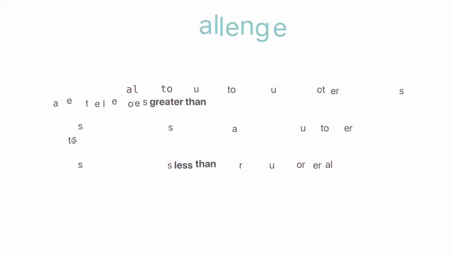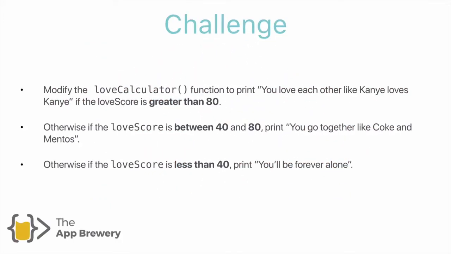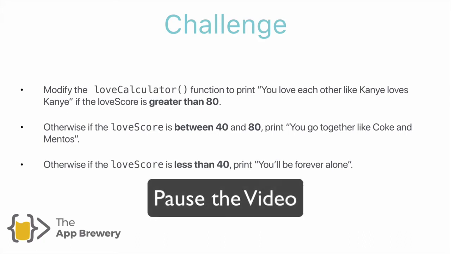Here's the second part of our challenge. I want you to modify the loveCalculator so we'll get our you love each other like Kanye loves Kanye message triggered more frequently, and it should print that message if the love score is greater than 80. Otherwise, if the love score is between 40 and 80, then it should print you go together like Coke and Mentos. And finally, if the love score is less than 40, you should print you'll be forever alone. So go ahead and try to make those modifications to your loveCalculator and complete the challenge now.